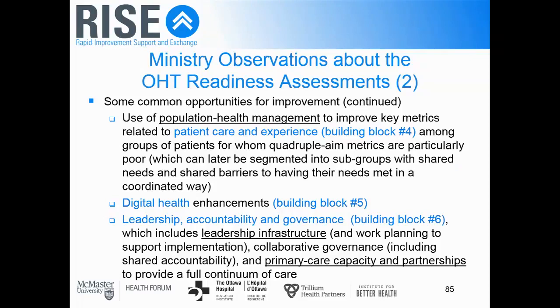But keep in mind that as you move forward as a team, you have to be able to think about how you are going to engage in population health management, and that includes in the early period focusing on groups of patients for whom the quadruple aim metrics are particularly poor, and then the other stages Rob will get into.